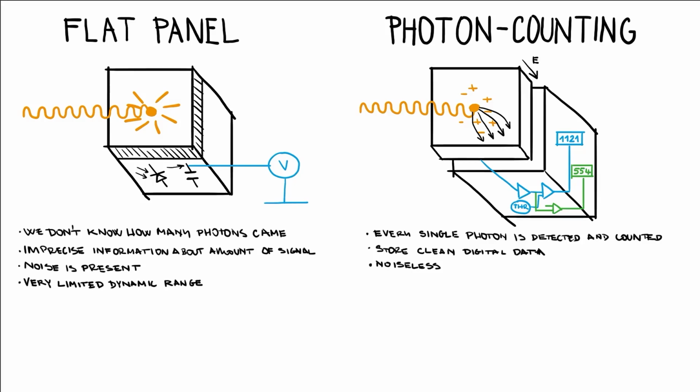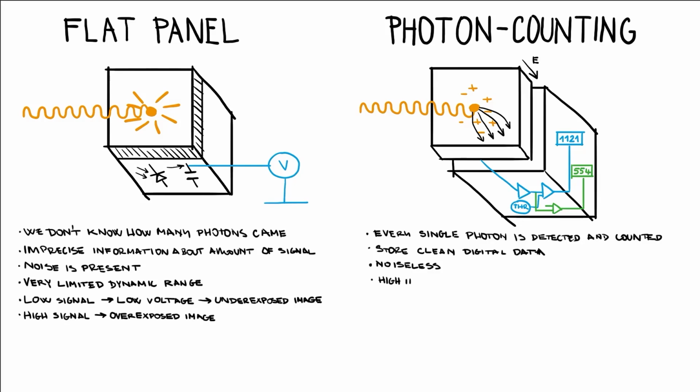Another disadvantage of flat panel detectors is their limited dynamic range. Just like a camera, flat panel image can be underexposed when the detector receives too little information. On the other hand, too strong of a signal will result in an overexposed image, just like when you attempt to take a photo against the sun rays. This is avoided in photon-counting detectors because of their fully digital principle.